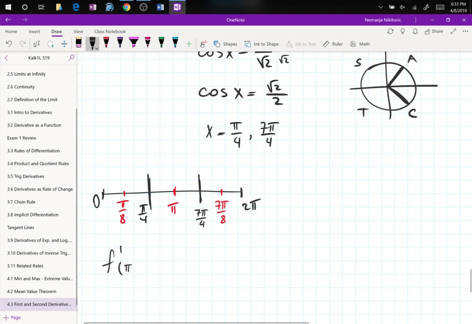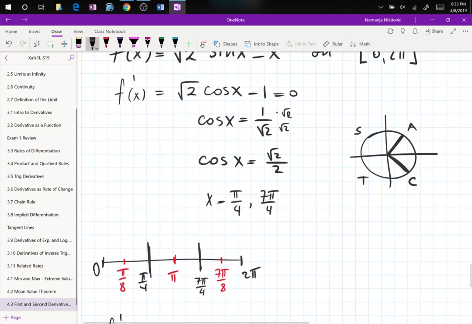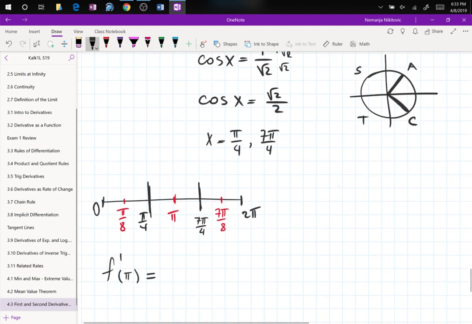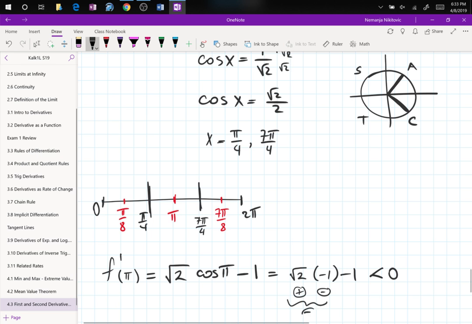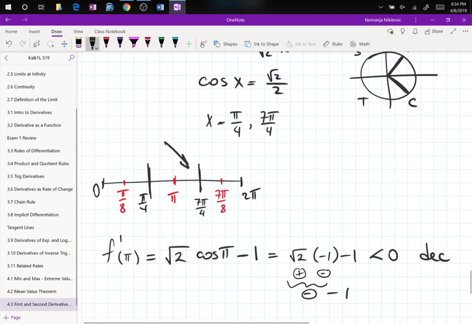F prime, let's compute pi first. So f prime of pi, that's square root of 2 times cosine of pi minus 1. Cosine of pi is? Very good. So you have root 2 times negative 1 minus 1. Do we all agree that this is less than 0 without calculating anything, because you have a negative minus a number? You have a positive times a negative. That together is a negative number, and then you're subtracting 1. So it has to be negative. So we definitely have a decrease on that one.